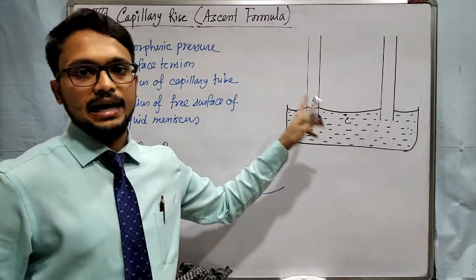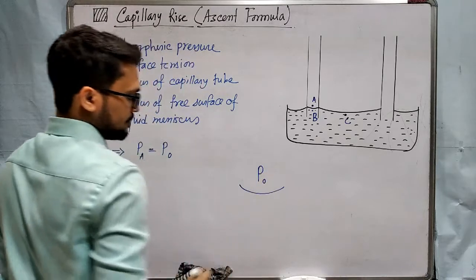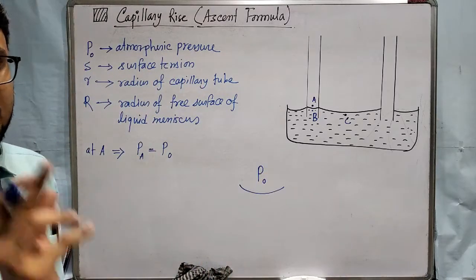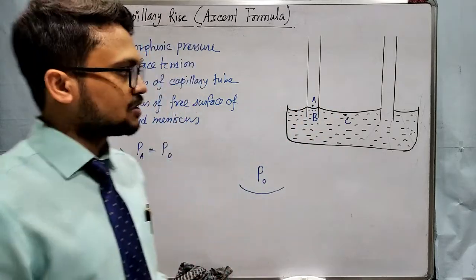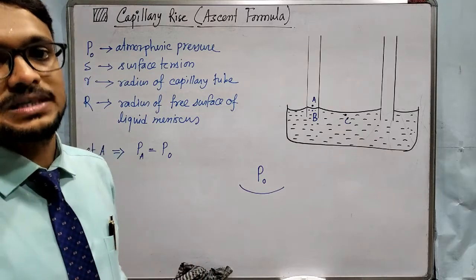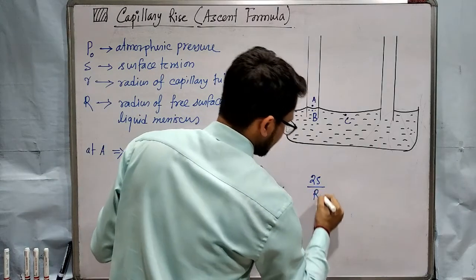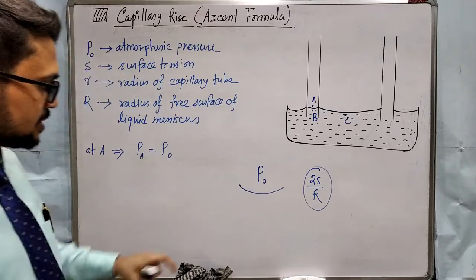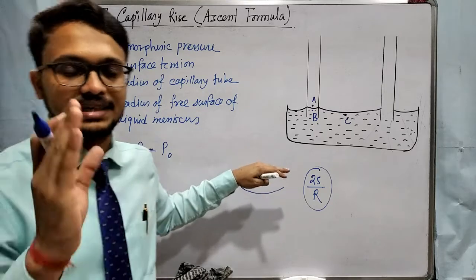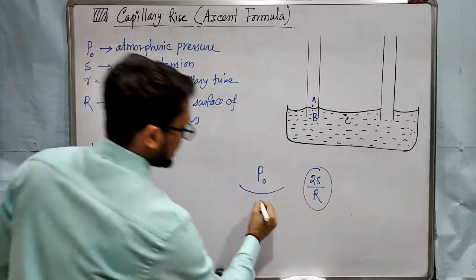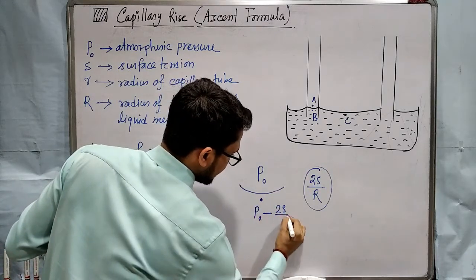At point B, what should be the pressure? It is concave up. Here it is P0. We know that pressure is always greater at the concave face. And it is water, meaning only one free surface, so the excess pressure is 2S by r, as we have already derived for one free surface. So P0 is the pressure on the concave face, and at the convex face the pressure will be less by this amount, that means P0 minus 2S by r.